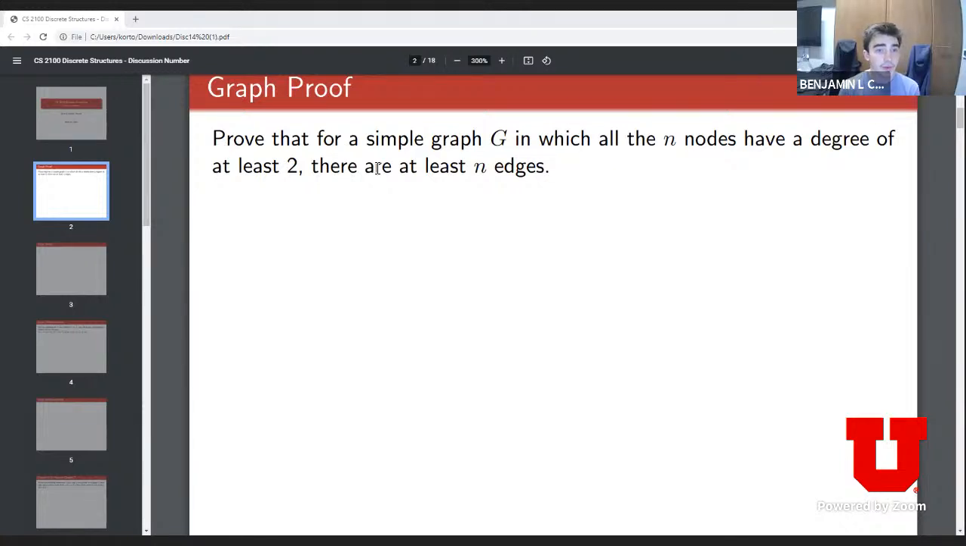So, prove that for a simple graph G, in which all the n nodes have a degree of at least 2, there are at least n edges. I'll give you guys 2 to 3 minutes to think about this one, and then we'll talk about it.